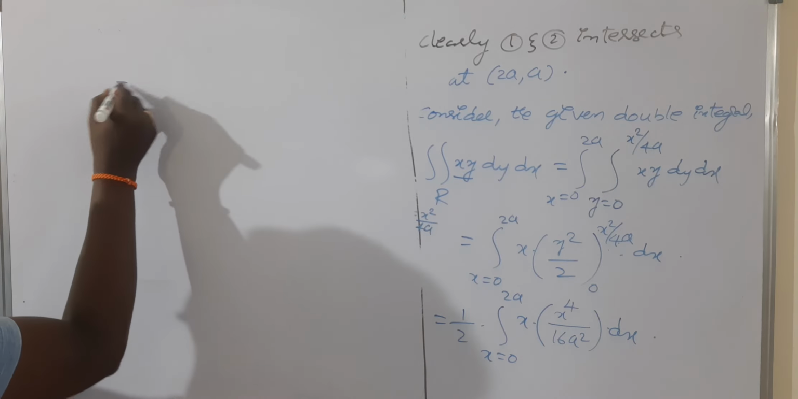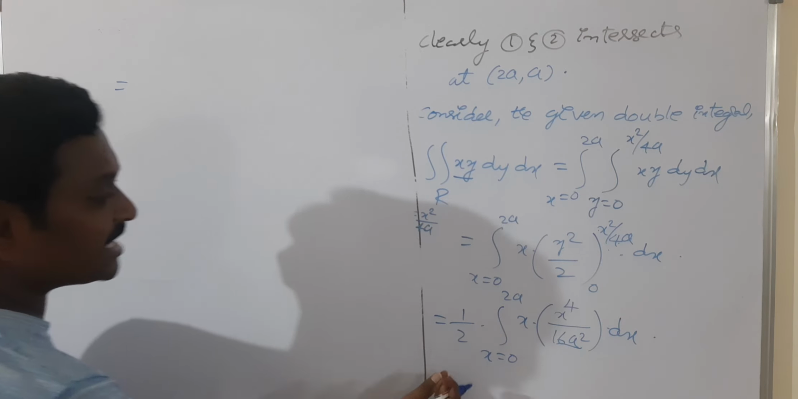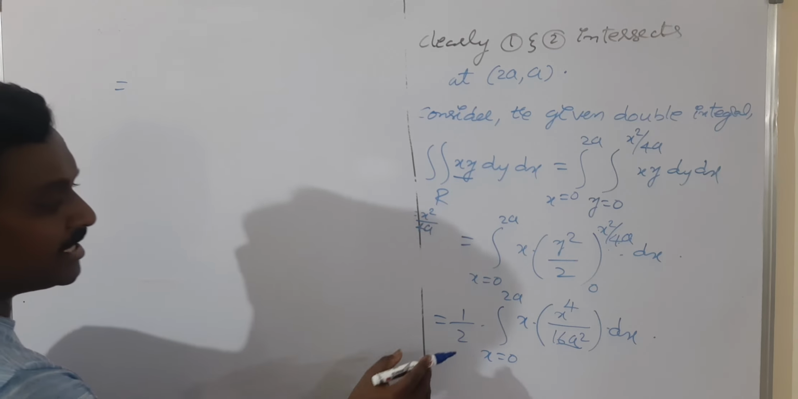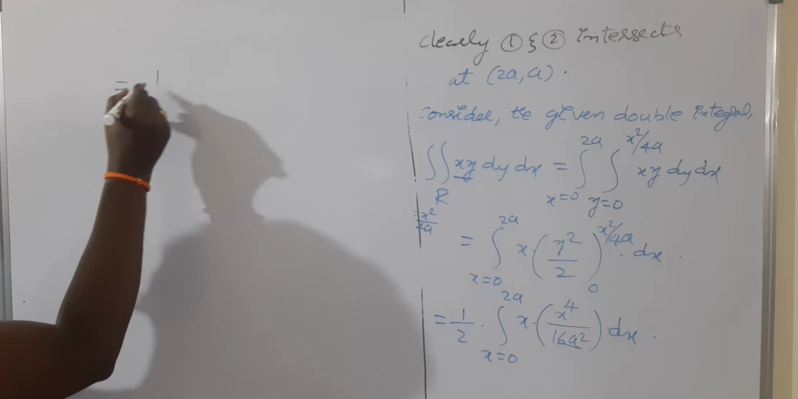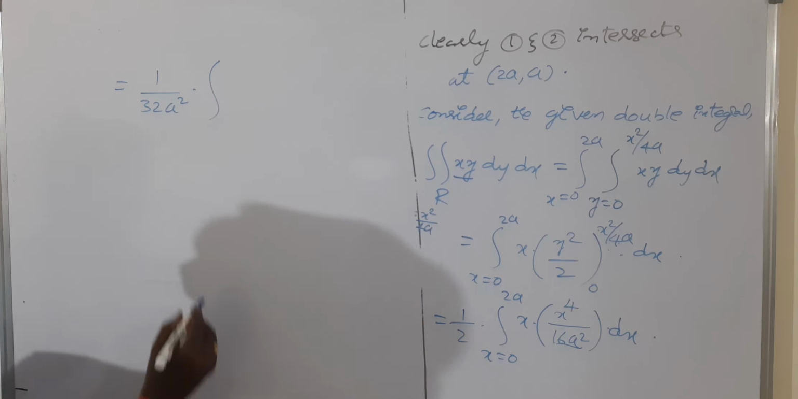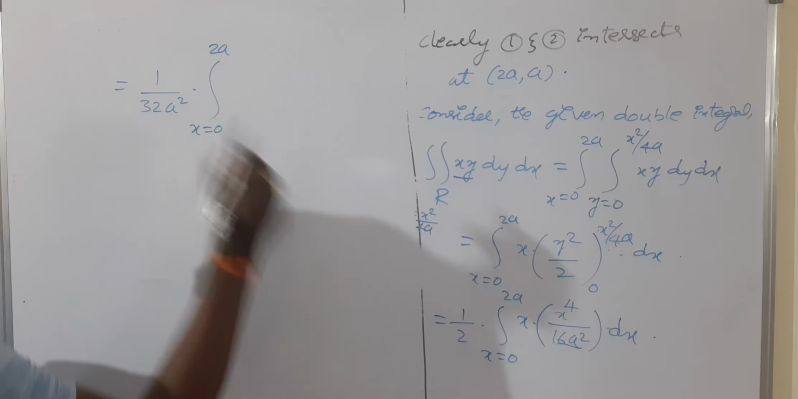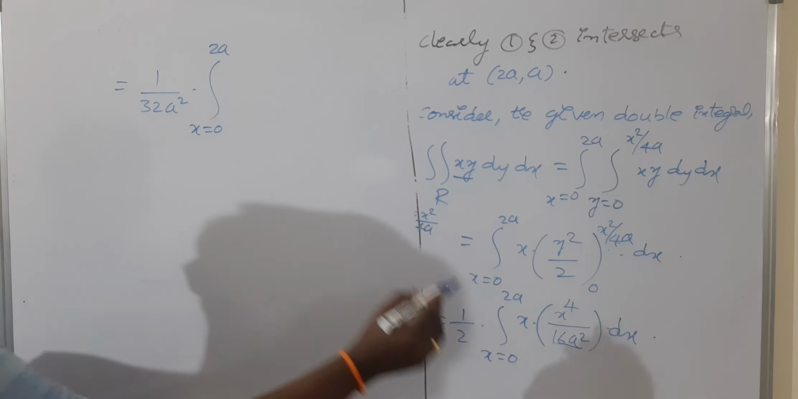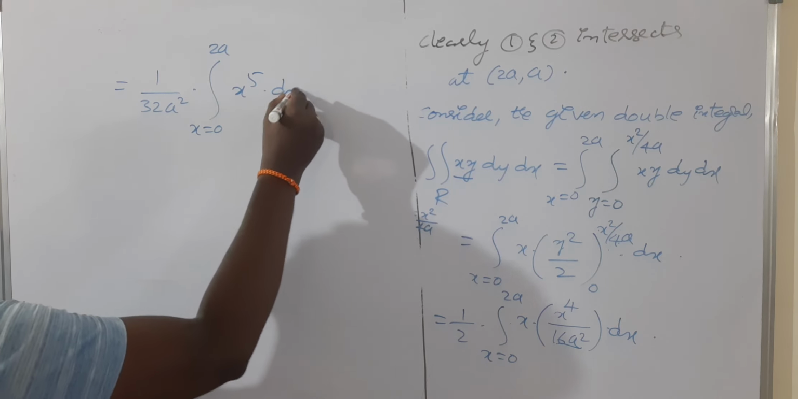So again here 16a square is the constant. Take outside from the integral. Already in the outside we have 1 by 2. 1 by 2 into 16, 1 by 32a square, integral x varies from 0 to 2a. x into x power 4, x power 5 into dx.